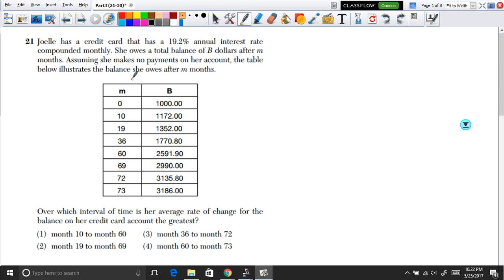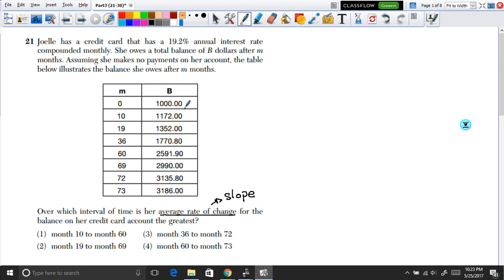Now, the question is, over which time interval is her average rate of change for the balance on her credit card amount the greatest? Now, there's a key word here, and that word is the rate of change. Because here, the average rate of change, we're pretty much going to be asking what is the slope between certain points here. If we want to know the average rate of change for the balance for the following options, we're going to be looking at the slope because slope is rate of change.